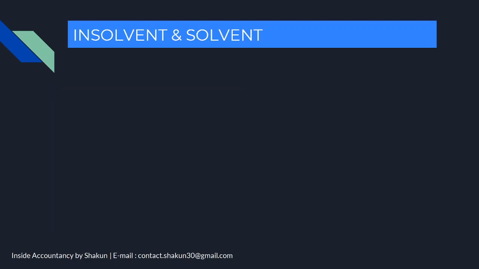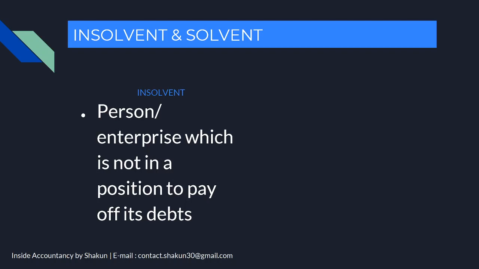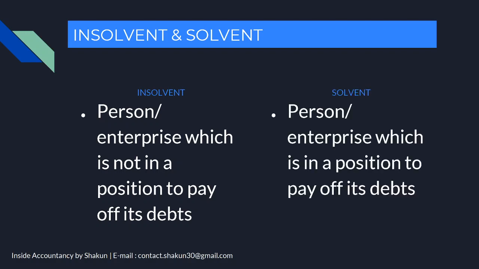Moving on to the next terms, insolvent and solvent. Insolvent is a person or an enterprise which is not in a position to pay off its debts. So those companies or those people who are unable to pay the amount which is owed to the third parties, they are called insolvent. Whereas solvent is a person or an enterprise which is in a position to pay off its debts. So solvent means can pay the debts. Insolvent means cannot pay the debts.